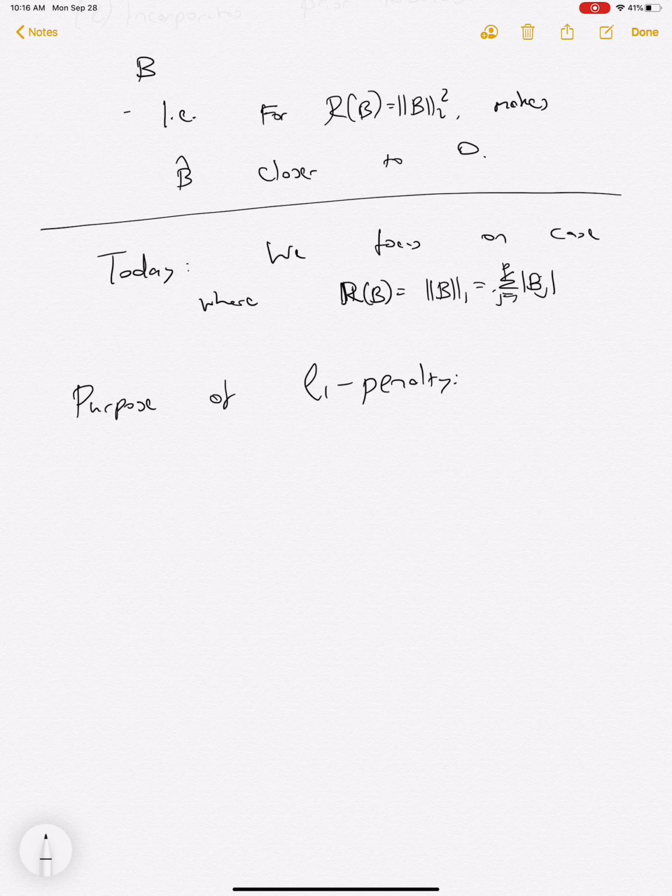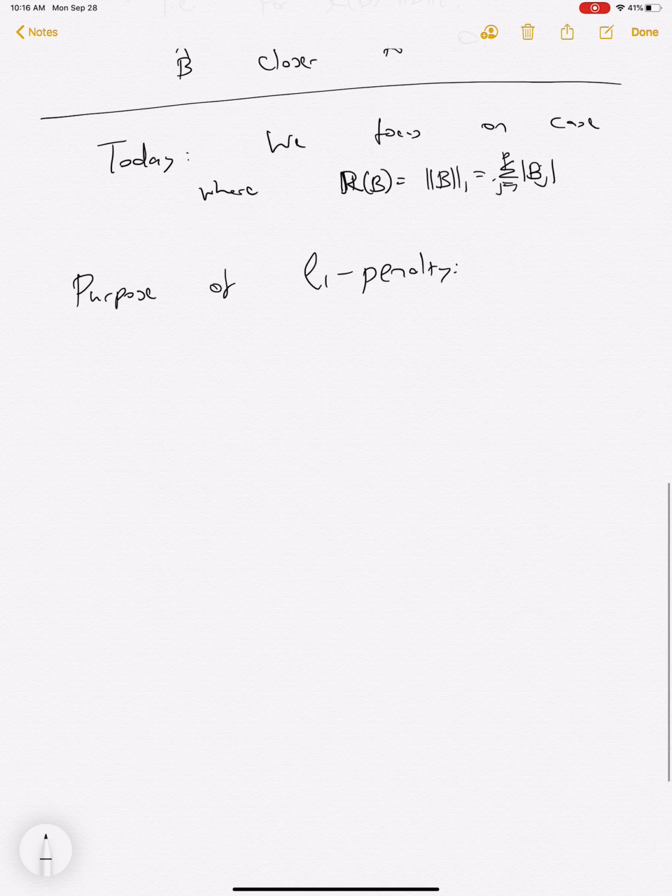The purpose of the L1 penalty is a little bit different from the squared L2 penalty. We're going to get an idea of this today, and then also in lecture 13.